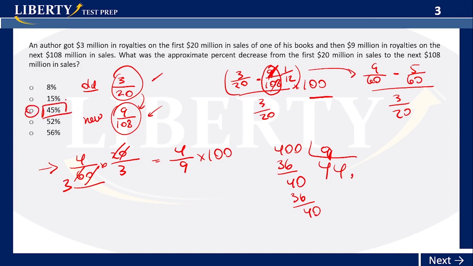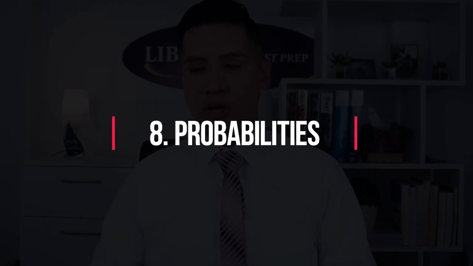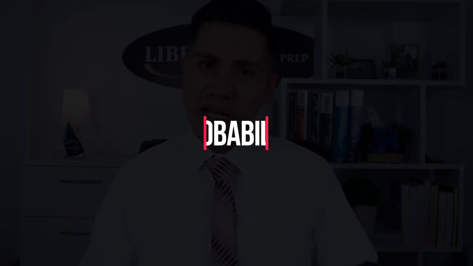Okay, fairly simple and straightforward, if you know how to operate with fractions, which should be very simple for the GMAT, and also if you remember your formula for percentage change. And now the most dreaded lesson, the most dreaded theory for the GMAT quantitative section.